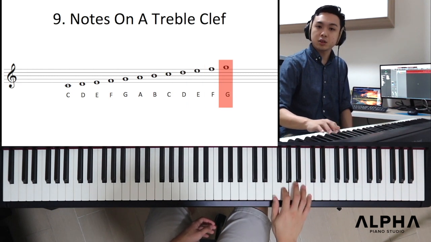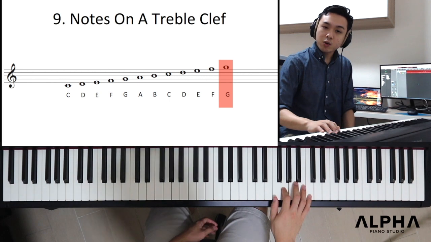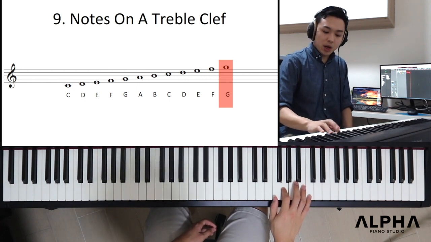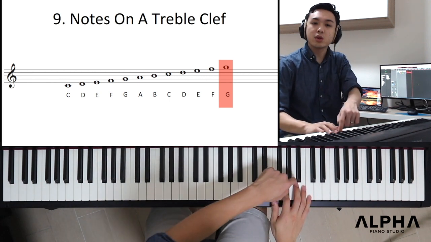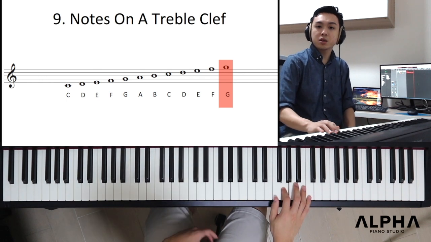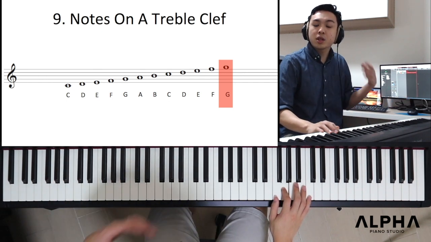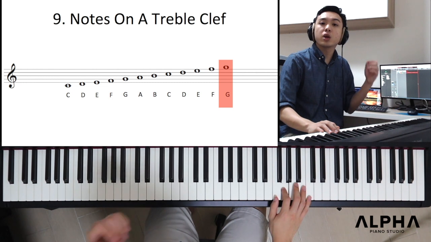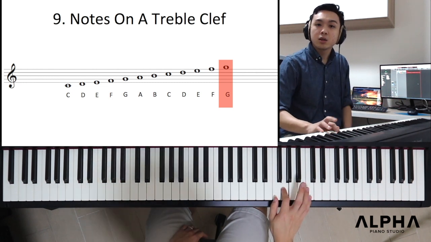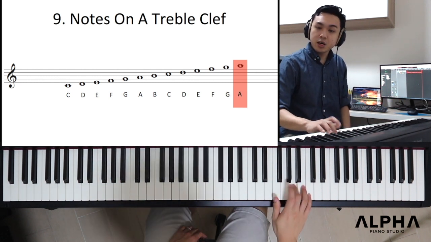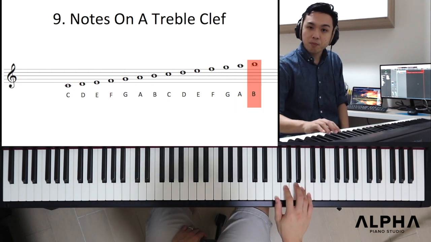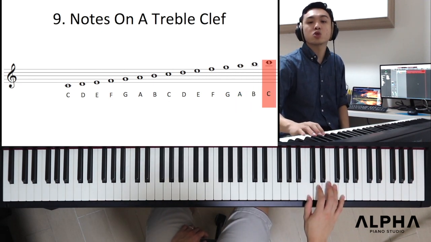F, G. Now, you might be wondering at this point of time, what if you wanted to write this note right here, the next note, A? How would you write it? Because there's no more lines. So when that happens, what you do is you would add your own line like this. So you add your own line, and that's A, and that's B, and that's C, and so on.